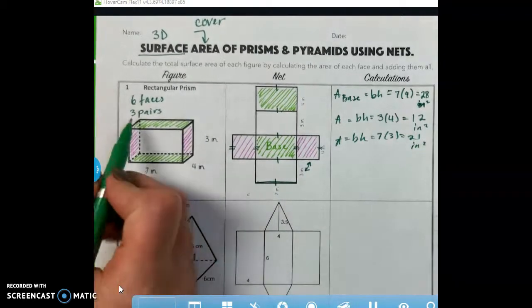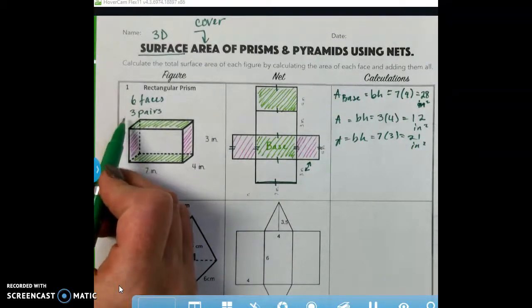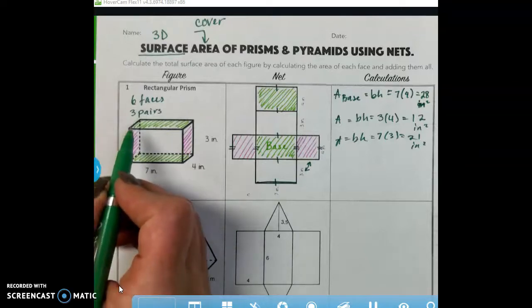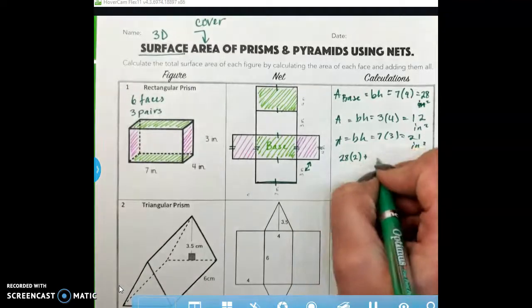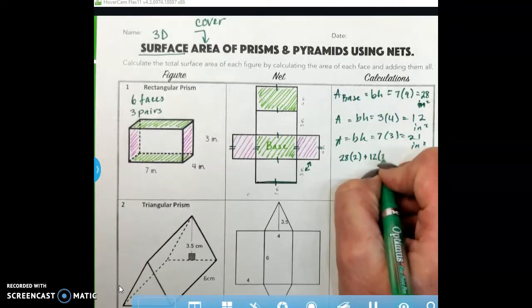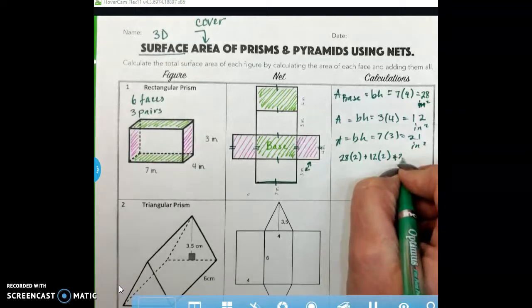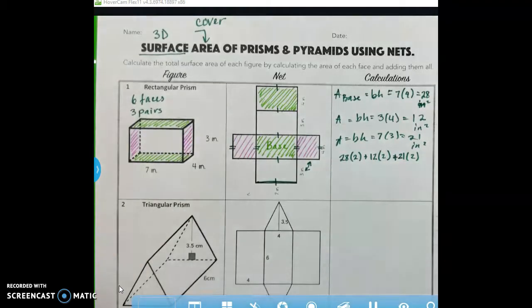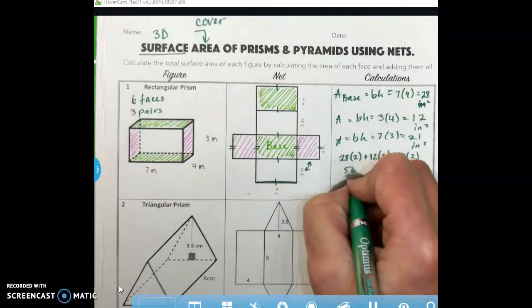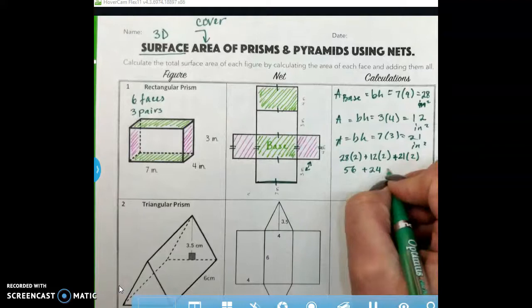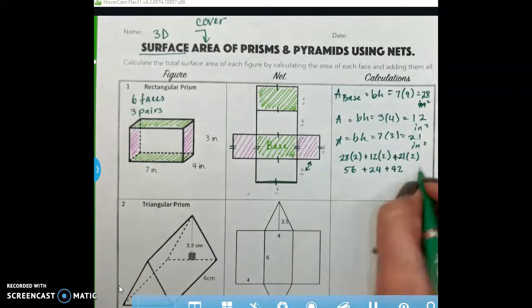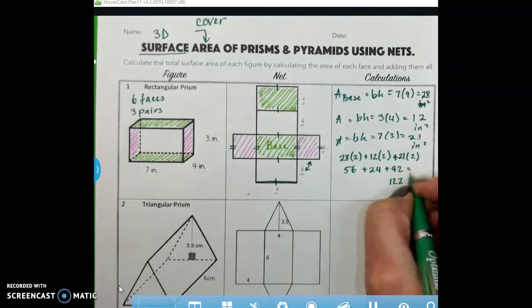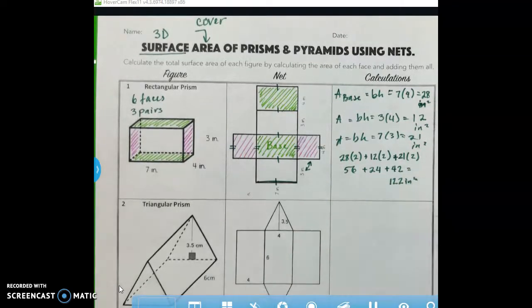So as we mentioned, every side has its copy. So we have 3 pairs of congruent sides. So it would be 28 times 2 plus 12 times 2 plus 21 times 2. Why am I multiplying by 2? Because every side has a duplicate. 56 plus 24 plus 42 will give us 122 square inches.